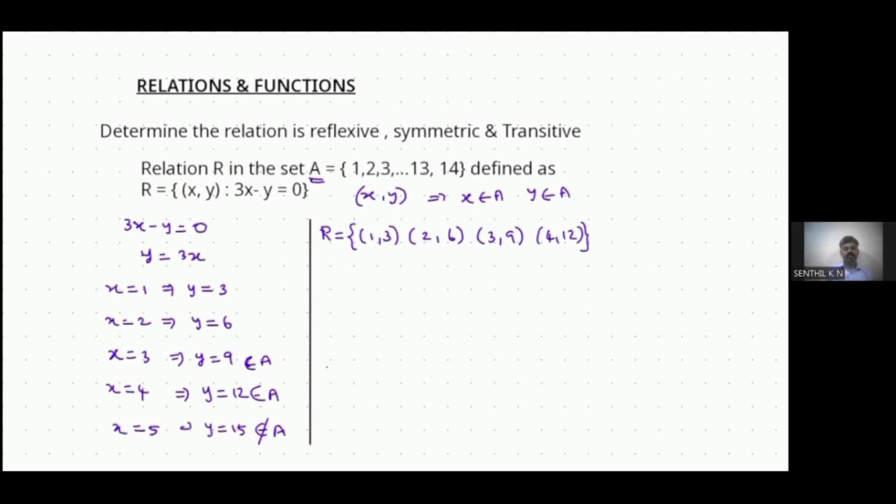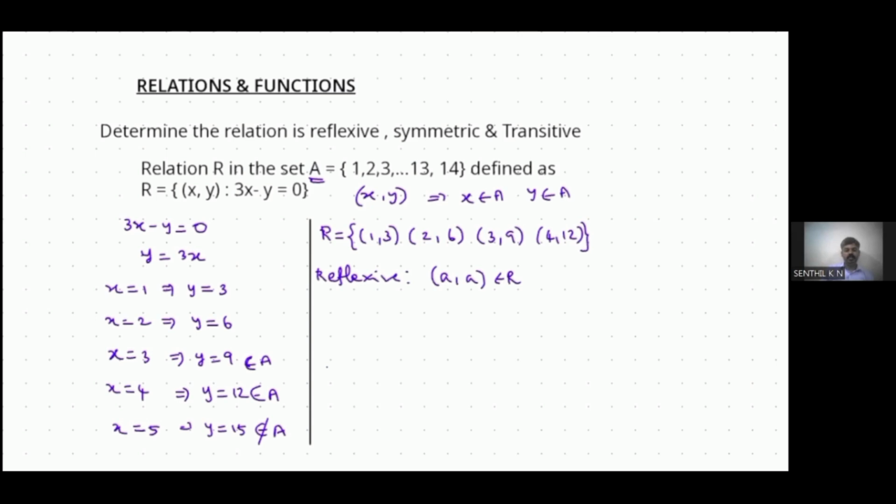It is whether it is satisfying the symmetric, transitive. Okay. So first of all, we have to check reflexive. Reflexive means what? This set R should have an element in the form of (a, a). Here we have to check the relation is defined from where? A. Okay. A having how many elements? 14 elements. Here all the elements should pair with the same element.